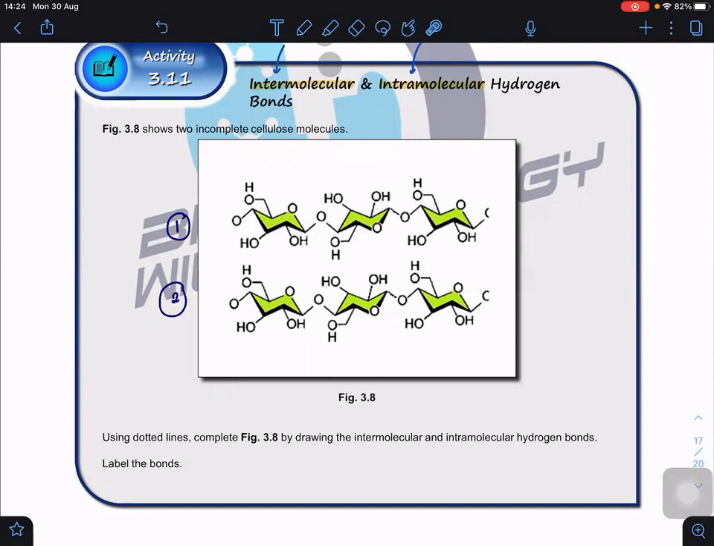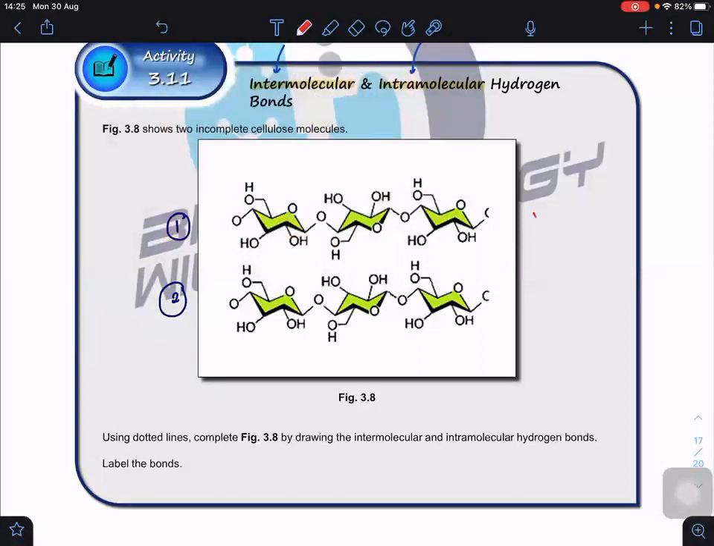Can you imagine? This is the first beta glucose, second beta glucose, third beta glucose. So you can see that CH2OH. Where is it? If you label them, this is C number 6, CH2OH. Can you see that? If you label them now, this is carbon number 1, carbon number 2, carbon number 3, carbon number 4, carbon 5, and then here, carbon number 6. Now, what we're going to look at here is a little bit confusing, but try to follow.